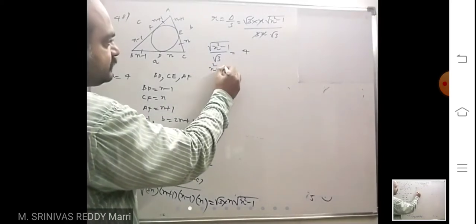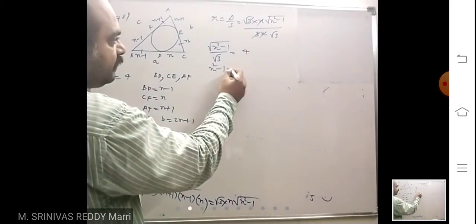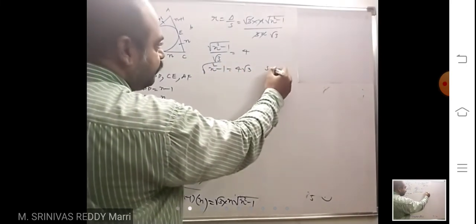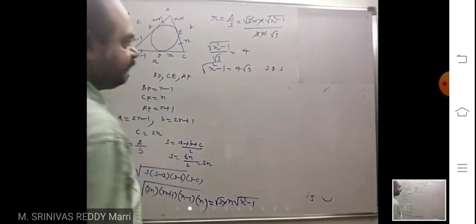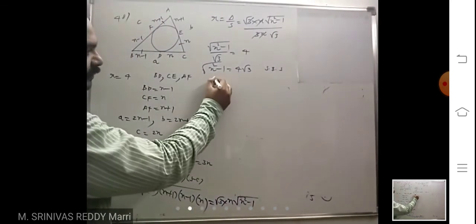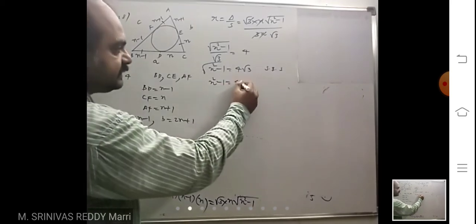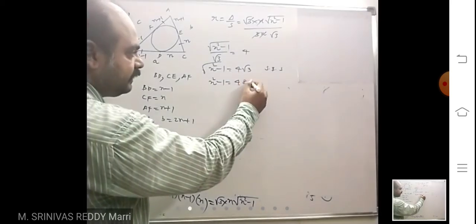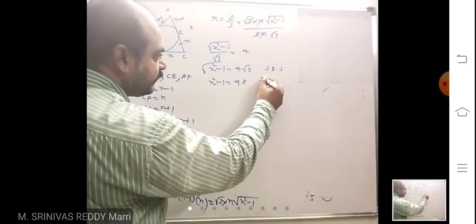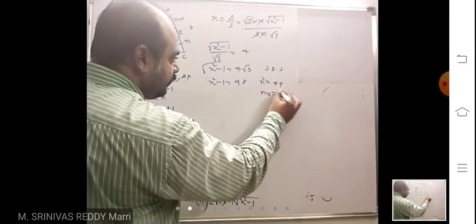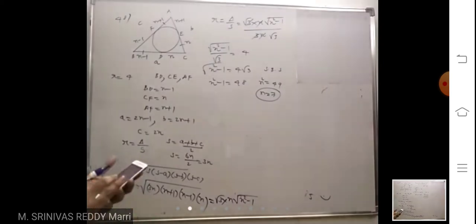Therefore, root of n square minus 1 equals 4 root 3. Squaring both sides, n square minus 1 is 16 into 3, which is 48. So n square is 49, and the value of n is 7.